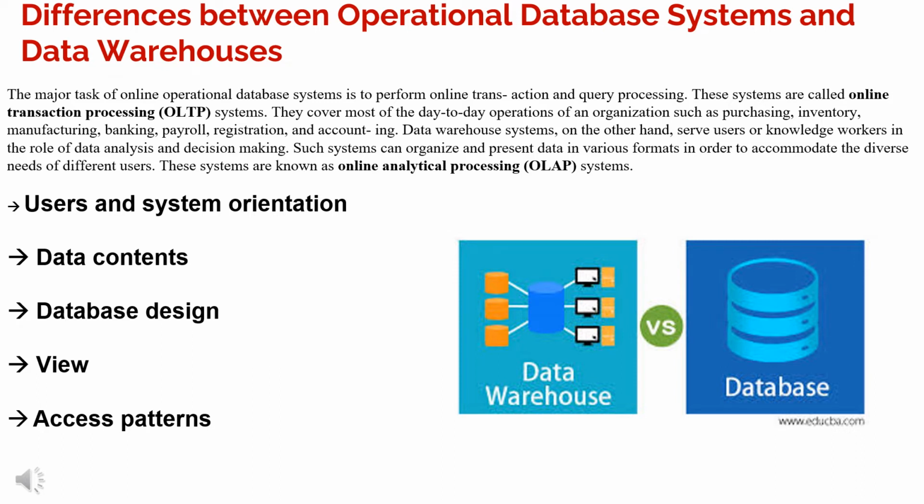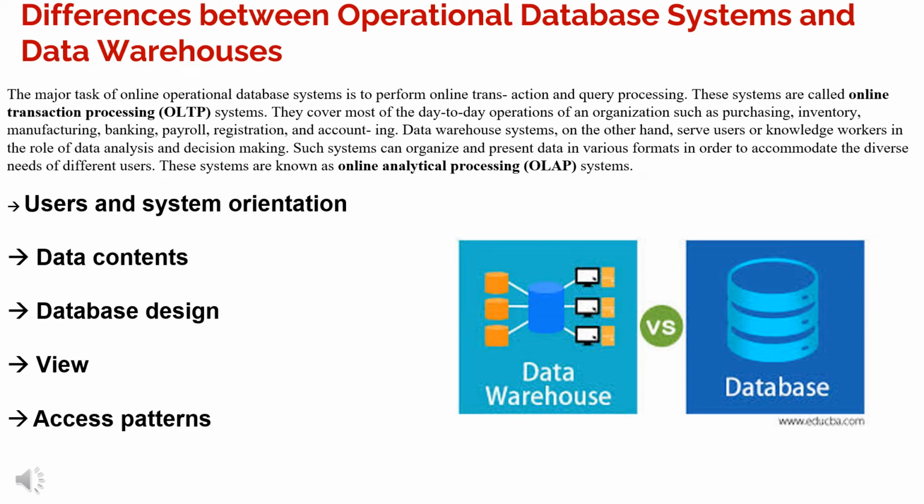First is the user and system orientation. An OLTP system is customer oriented and is used for transaction and query processing by clerks, clients, and information technology professionals. An OLAP system is market oriented and is used for data analysis by knowledge workers, including managers, executives, and analysts. Next is the data content. An OLTP system manages current data that typically are too detailed to be easily used for decision making.